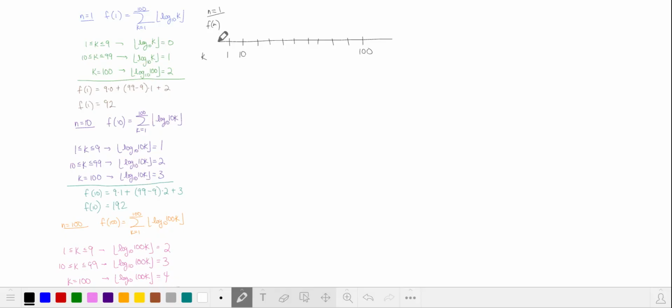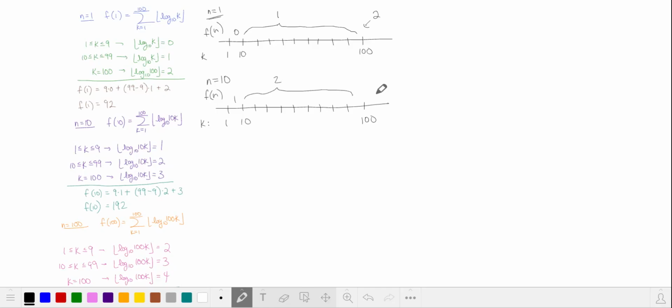When n is equal to 1, f of n is going to be 0 in this interval. It's going to be 1 here in this middle section, and then at k equals 100, we're going to get a floor of 2. We'll compare this to n equals 10. Here in this interval again, we have a 1, and then from 10 to 99, we have a 2, and then our last value is 3. And then when n is equal to 100, we get 2 in this interval between 1 and 9, 3 here in the center, and then our last value is 4.